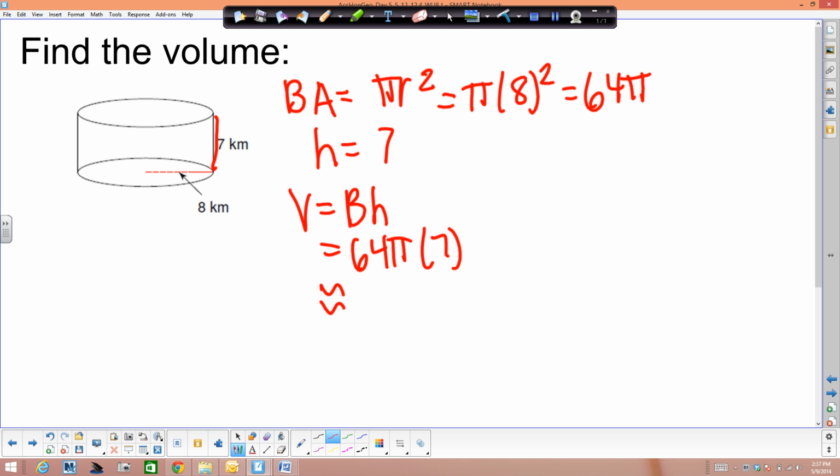And you should get 1,407.4 when we round to the nearest tenth, but now it's not square kilometers, it would be cubic kilometers, because when we're doing volume, we're doing 3 different measurements or dimensions, so this would be cubed, sorry.